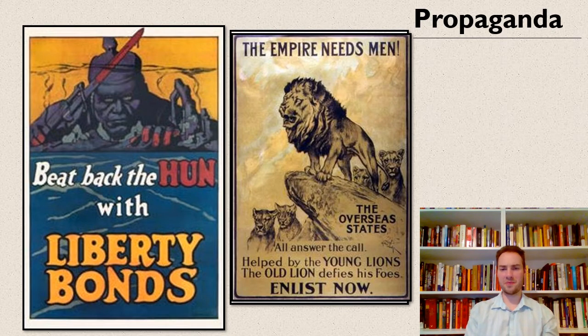The empire needs men. The overseas states, helped by the young lions, the old lion defeats its foes. What is that about? That's weird. Well, these were propaganda posters that were put up in Canada, South Africa, Australia, New Zealand, depicting Britain as the main lion, and all these other white outposts of British power as the young lions or the new cubs, and that Britain was in trouble and they should all answer the call, even if they were Australian, to go fight in the Mediterranean or something like that.